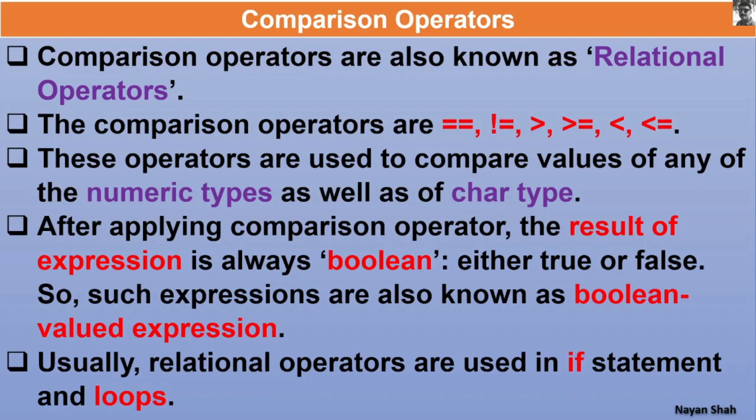Usually relational operators are used within if statement and loops, which we'll again discuss further in this chapter. So these are the comparison or relational operators. Once again, you should understand that whenever using comparison operator, answer will be always Boolean. For example, my maths marks are greater than your math marks. So greater than, true or false. Either it will be true or it will be false. So comparison operator always results in Boolean answer.